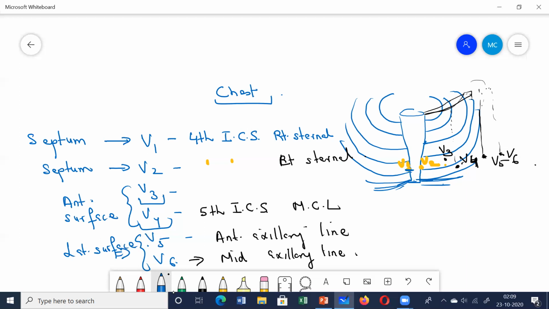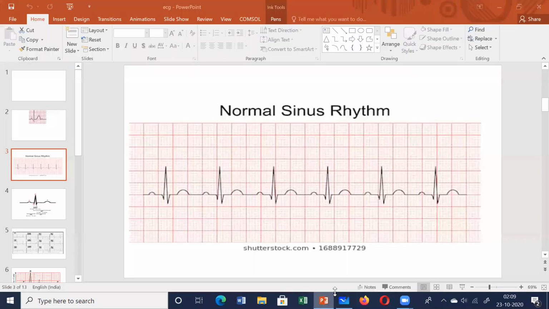Okay, so this is how these are the different chest leads. Next, we are going to assess the heart rate. There are many methods of assessing the heart rate, so let us see the most common method which is used. If the rhythm is regular, so what do you understand by a regular rhythm?